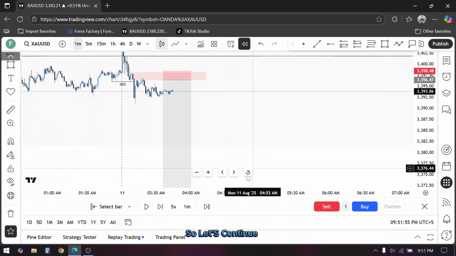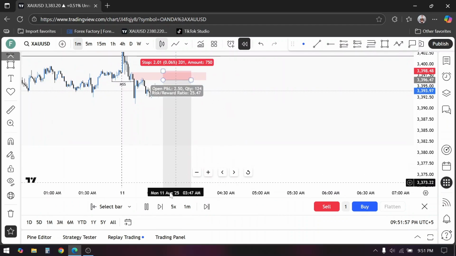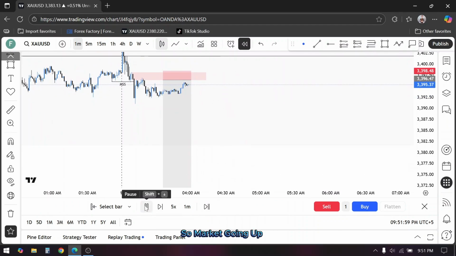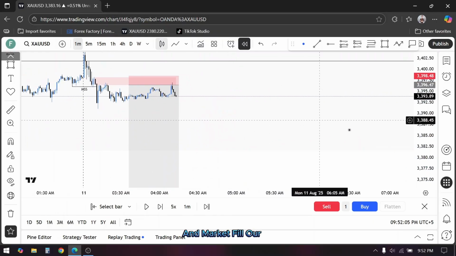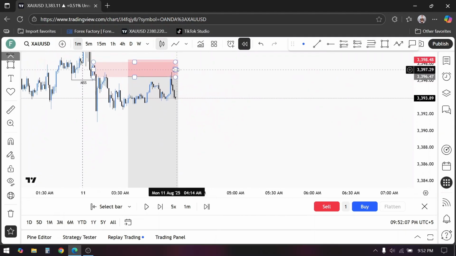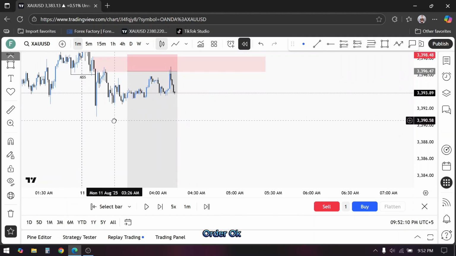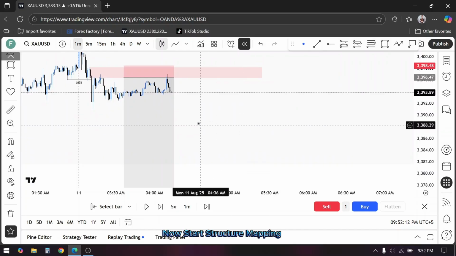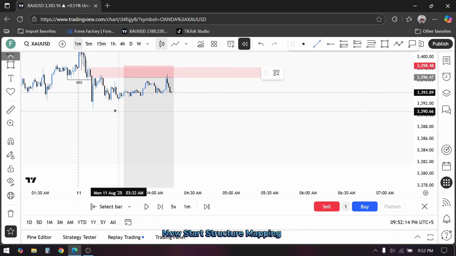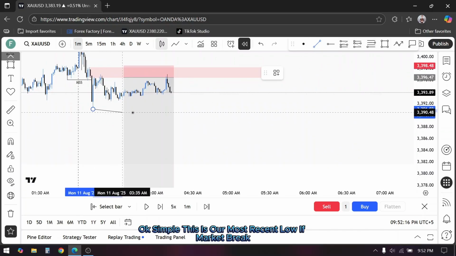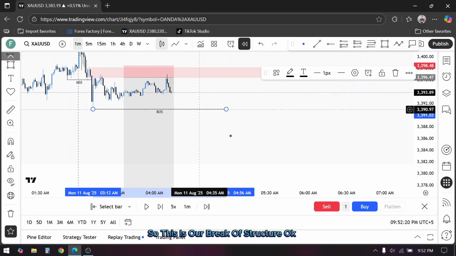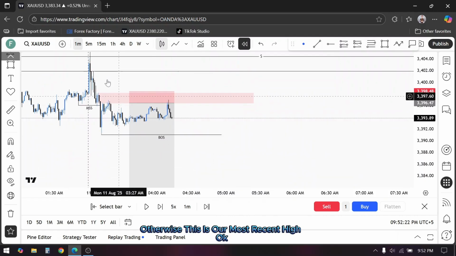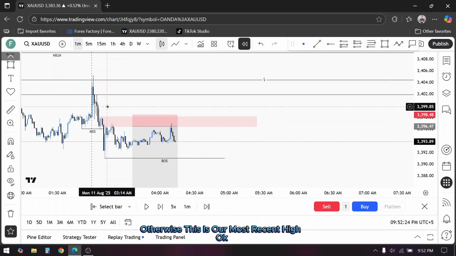So let's continue. Market going up and market fills our order. Now start structure mapping. Simple, this is our most recent low. If market breaks, this is our break of structure. Otherwise this is our most recent high.